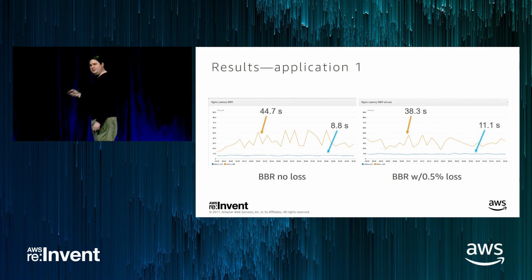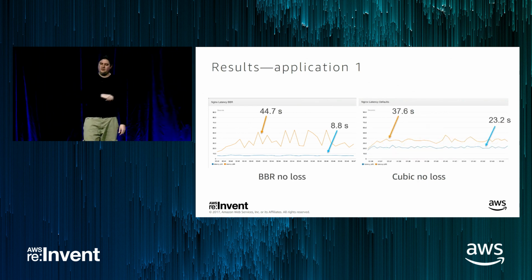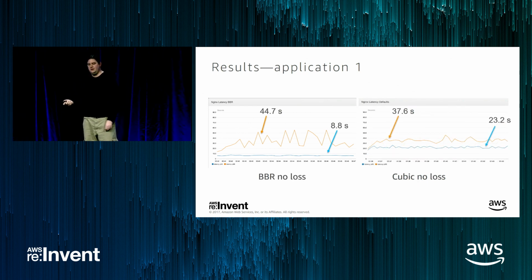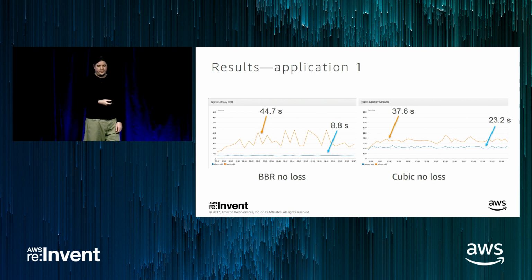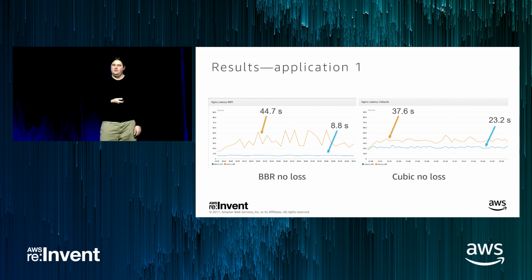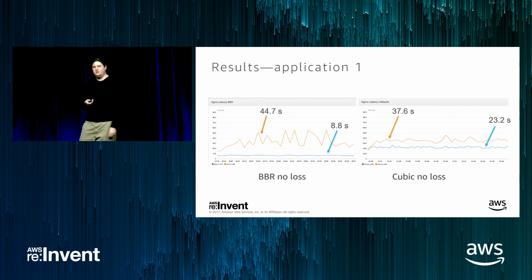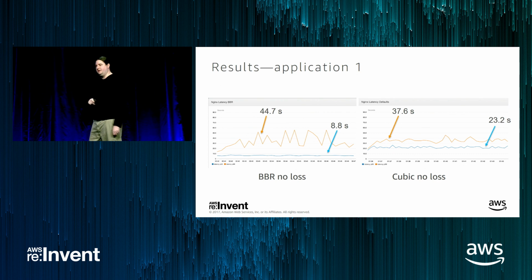Let me show you one more graph. This graph shows you the cubic no loss versus the BBR no loss. As we can see, the P50 on the BBR is much, much better. But the P99 is actually more spiky. Is my application really sensitive to jitter? Maybe BBR isn't the right solution for this particular benchmark. Now again, this might also be artifacts of this particular experiment.